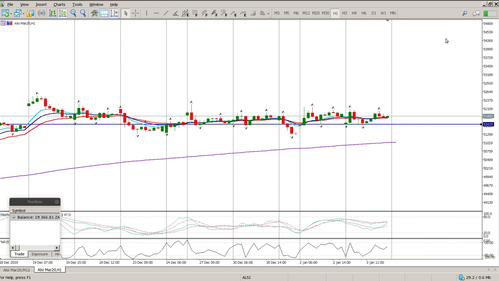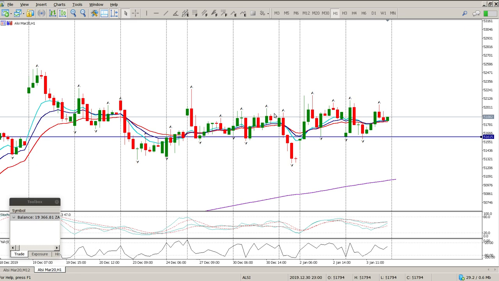Okay, anyway, guys, that's my view today. Pretty much bearish, I think, for most of the instruments that I'm looking at today, apart from some of the currency pairs.